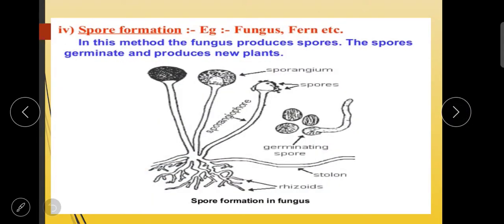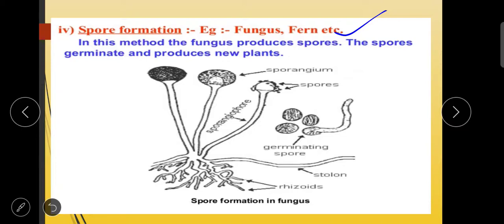The last process of asexual reproduction is spore formation, for example in fungus and fern. In this method, the fungus produces spores by itself, and the spores germinate and produce a new plant. So they do not need any other plants, stems, roots or seeds. This way spore formation takes place. So this is all we have seen, the different modes of reproduction in asexual reproduction, that we will see through our text also.